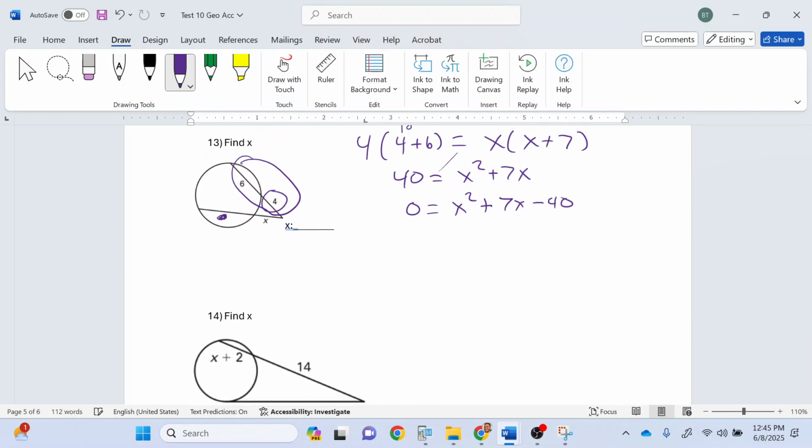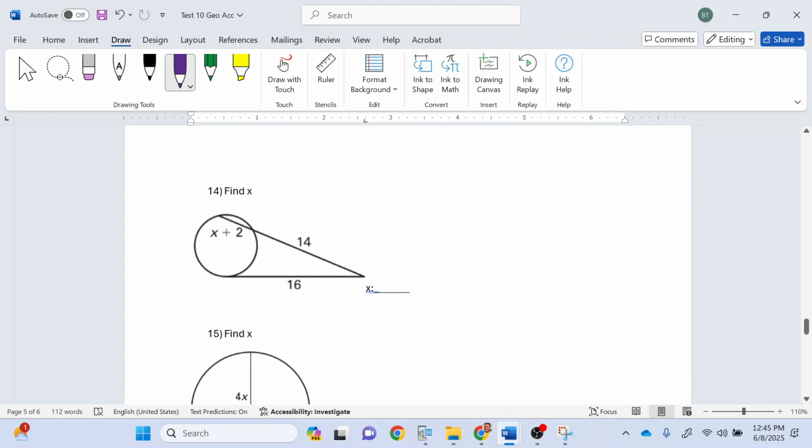Remember though, when you do the factoring, you're going to get a negative answer and a positive answer, most likely. It does not make sense to have a negative answer. You don't have negative feet. You can't be negative 3 feet tall. So it's just always going to be the positive answer.